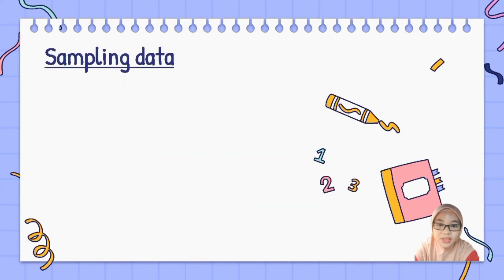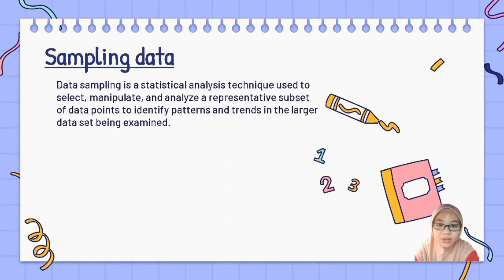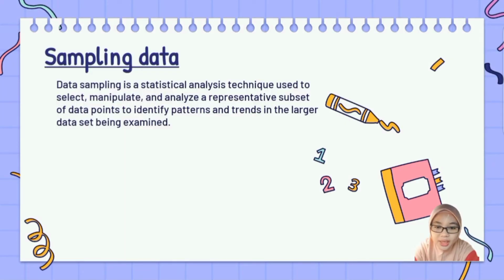Data sampling is a statistical analytic technique used to select, manipulate, and analyze a representative subset of data points to identify patterns and trends in the larger data set being examined. There are 3 steps that we use.